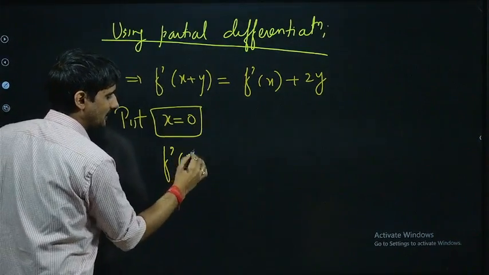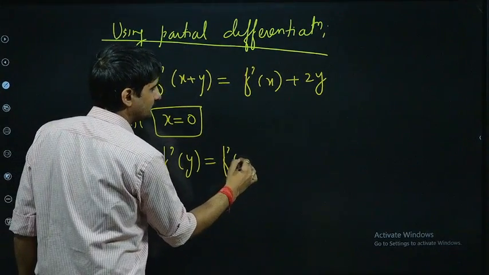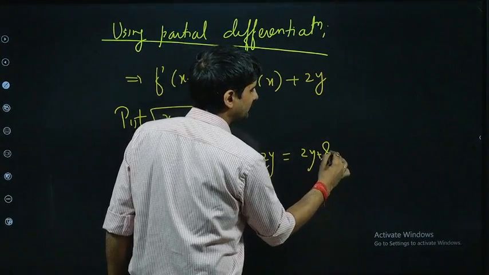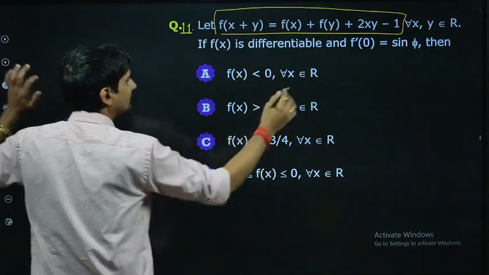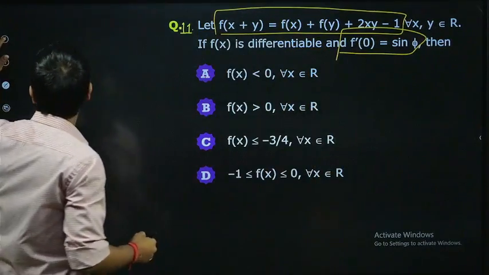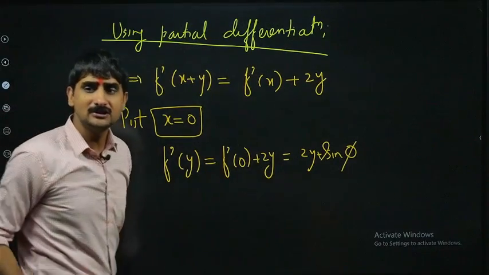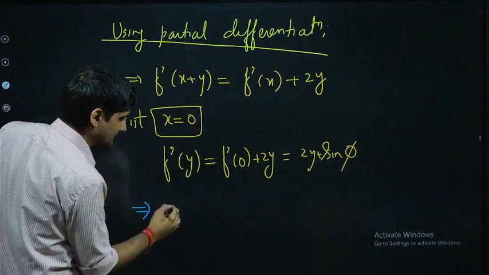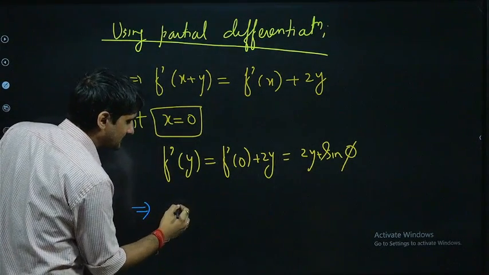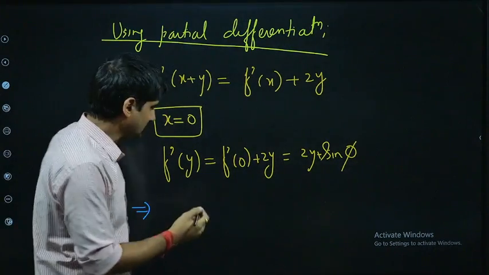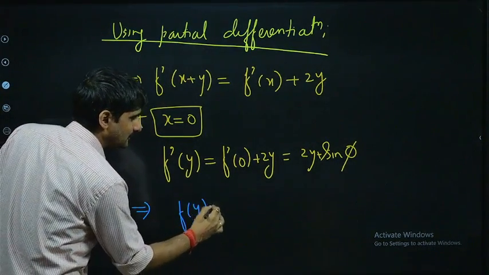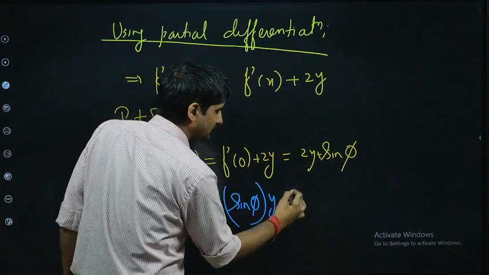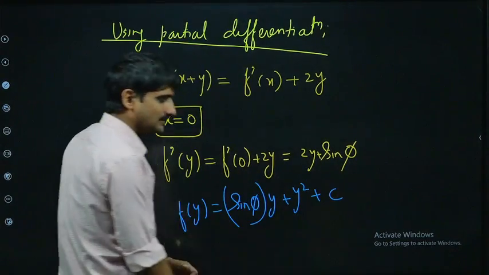f dash of y is equal to f dash of 0 plus 2y, which is 2y plus sine phi, because we are given the value of f dash 0 here. Now see, you got a simple direct differential equation which you can easily solve here. So this is nothing but f dash y. If I integrate both the sides with respect to y, we get f of y is equal to sine phi times y plus y square plus c, isn't that?